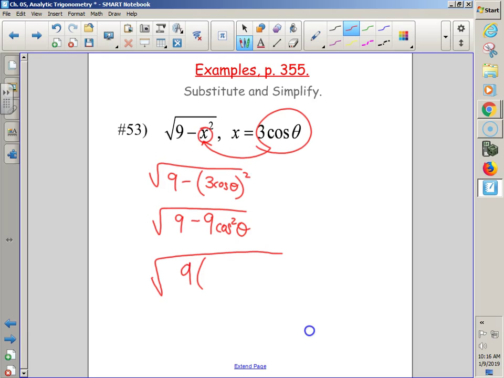Couldn't we pull out the 9 and get 1 minus cosine squared? This allows us to see what's going on besides the 9. So what's going on besides the 9 is 1 minus cosine squared. Now compare.